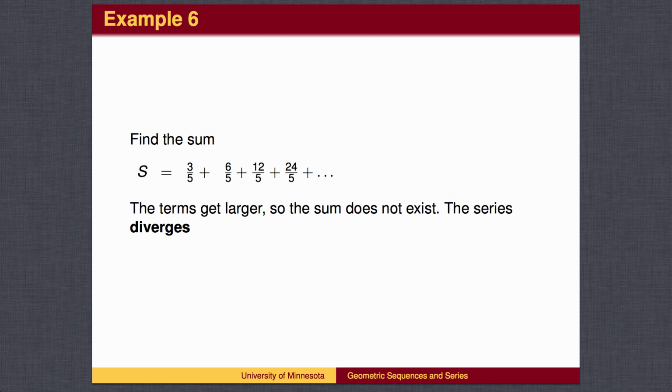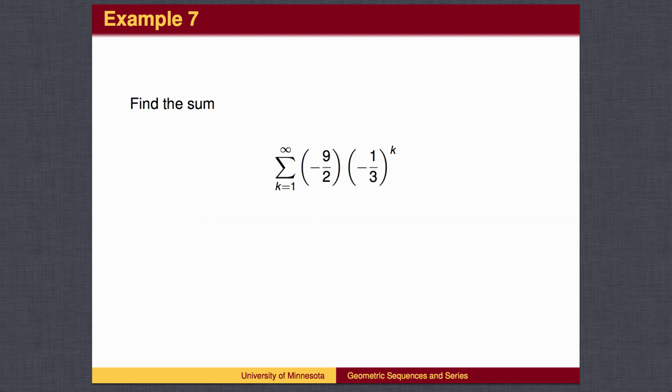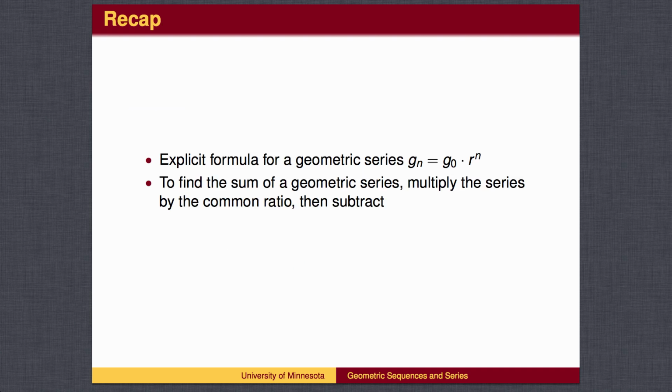If the common ratio is bigger than 1, the terms will grow. The sum will also tend to infinity. In this case, we say the sequence diverges. We can write a geometric series in sigma notation. To find the sum, expand the series, then use the standard technique.